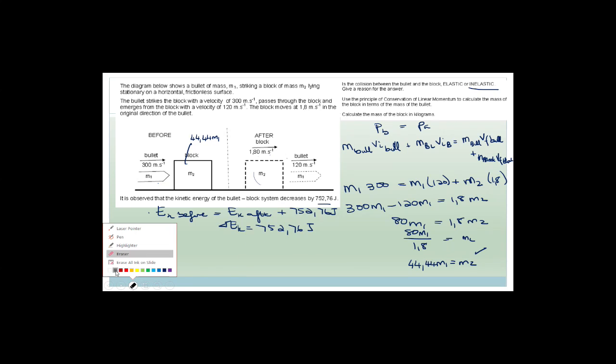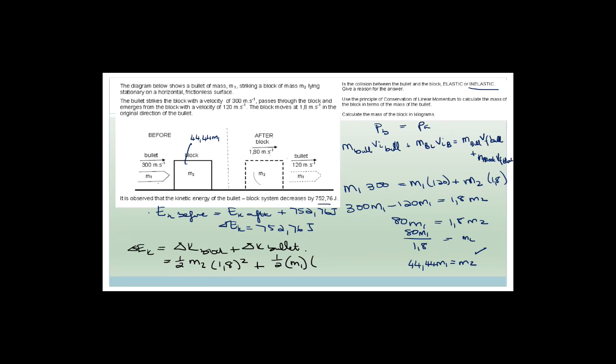The change in kinetic energy, delta EK, is equal to the sum of the delta K of the block plus the delta K of the bullet, right? Which is a half times the mass of the block, which we don't know, it's M2, times its change in velocity, which is going to be 1.8 squared, plus a half times the mass of the bullet, which is M1, times the change in its velocity, which is 300 minus 120 squared. And that is going to equal 752.76. That's better.